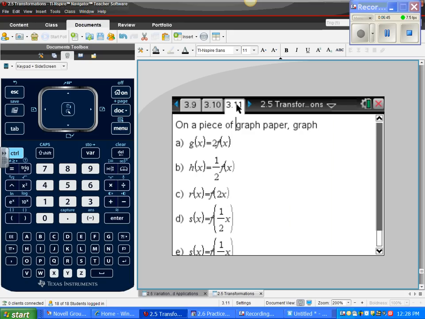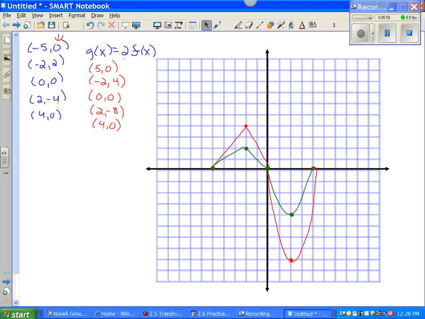The next one wants 1/2 f of x. And again, if I'm multiplying the entire function, it's a vertical stretch or shrink, okay? 1/2 times f of x this time. So we can put that right on top as well. So this time we're multiplying by 1/2. So again, still the y values.